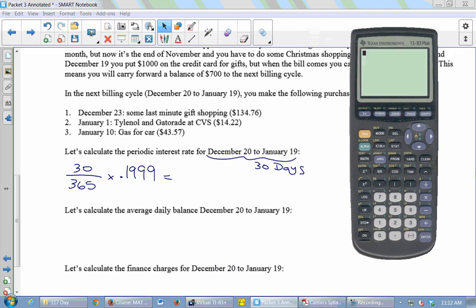Okay, so 30 over 365, and then multiply that times 0.1999. This is my periodic interest rate, 0.0164. I'll just round it there, 0.0164.